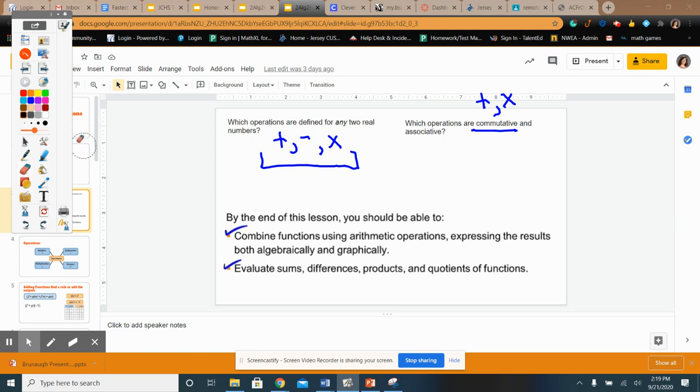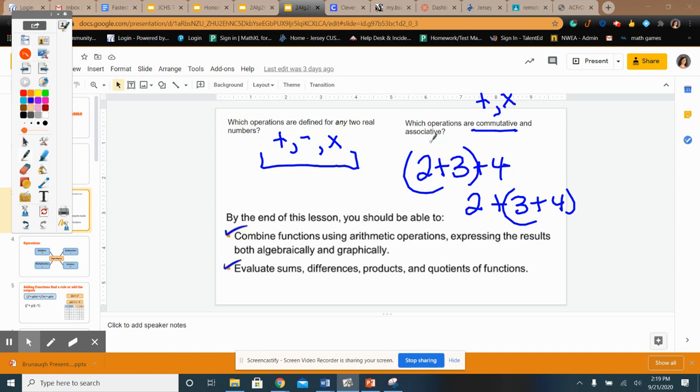Associative means it doesn't matter how you group the symbols, like 2 plus 3 plus 4. It doesn't matter if I put the grouping symbols here or here. It does not matter with addition. It does matter with subtraction. Multiplication, it does not matter. So those are the two once again.